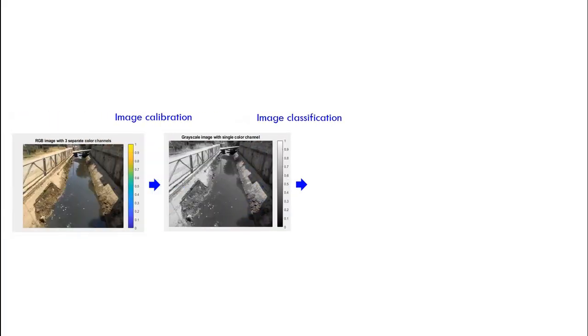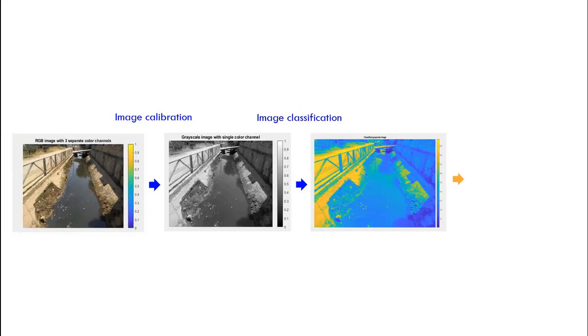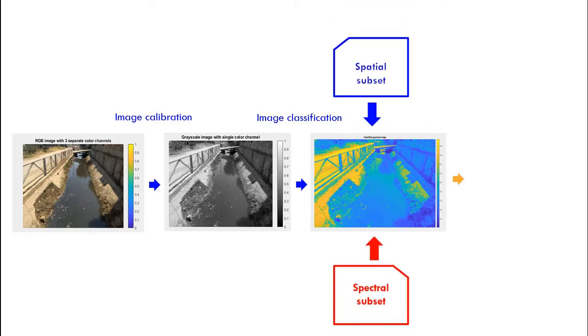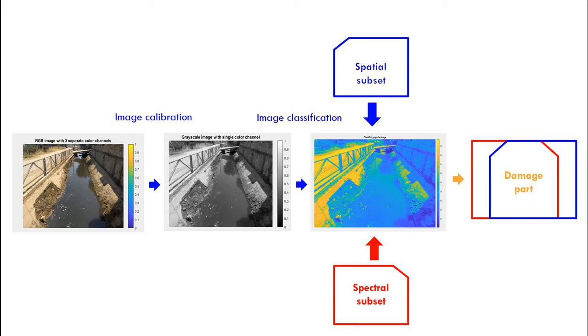The image is classified into several classes based on different color shades represented by different intensity levels in a grayscale image. Finally, a spatial subset of the canal lining and a spectral subset of the image intensity of the damaged portion are created. The intersection of these two subsets results in the quantification of damage in the canal lining.